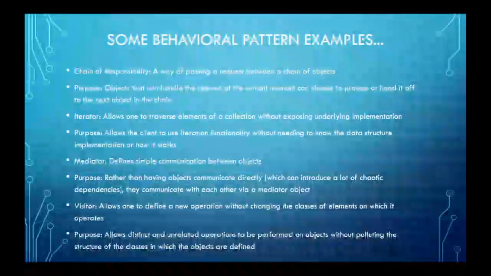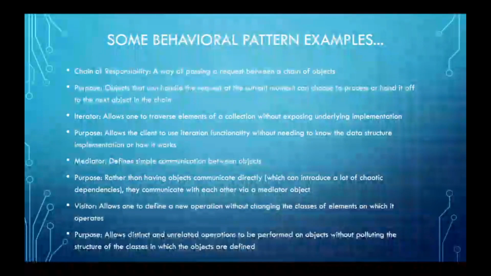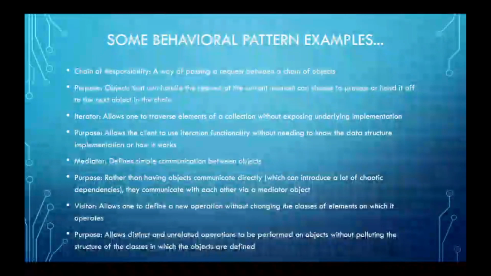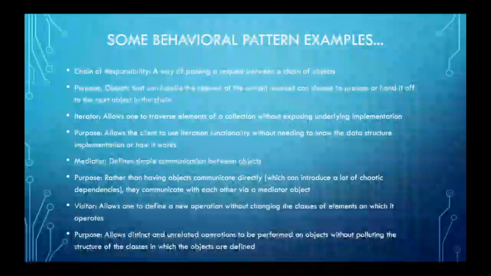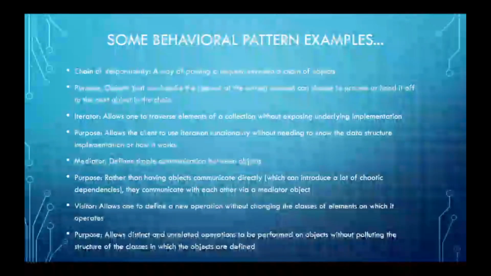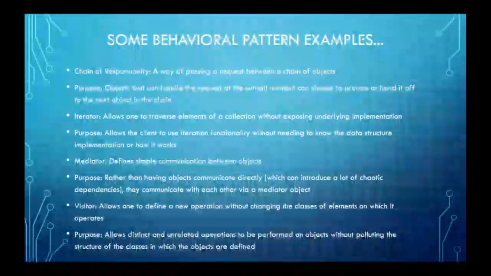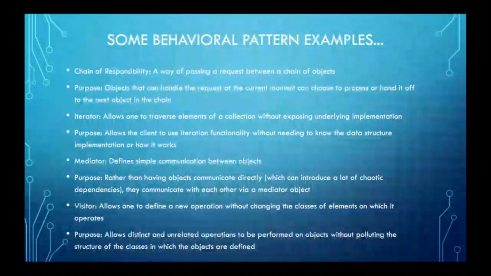And its purpose is, rather than having objects communicate directly, which can introduce a lot of chaotic dependencies, meaning I have a connection between objects. Say I have thousands of objects, and all of them are communicating with one another, that's going to be a big number, right? I don't want that. If all of those objects, when they want to communicate with another object, communicate with a mediator object instead, I eliminate a lot of those dependencies, and my code does not get polluted by all of these connections to different objects all over the place.